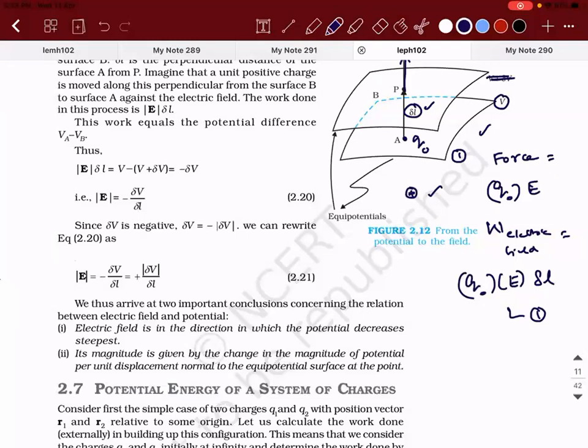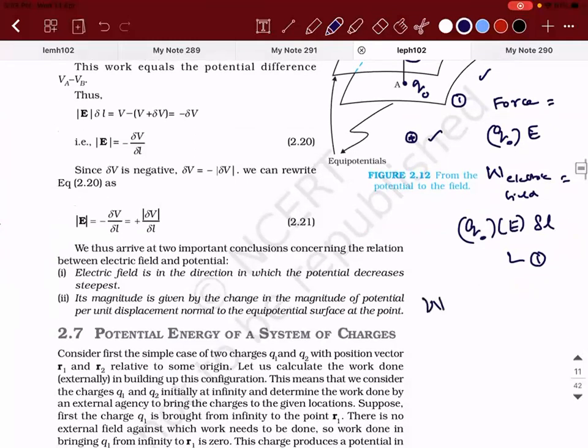Now the same work done, I'm going to borrow from the concept of electrostatics. According to electrostatics, work done is equal to the charge that you're trying to move multiplied with the potential difference between the points. So I write Q naught into VA minus VB, starting to ending. Actually, I'm sorry, VBA in this scenario. Why is it so? Because you take the final potential minus the initial value. So V minus delta V minus V.